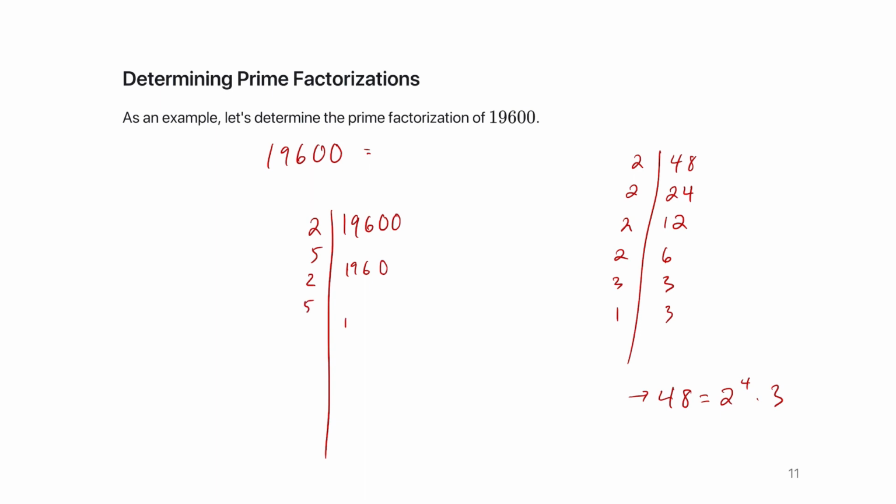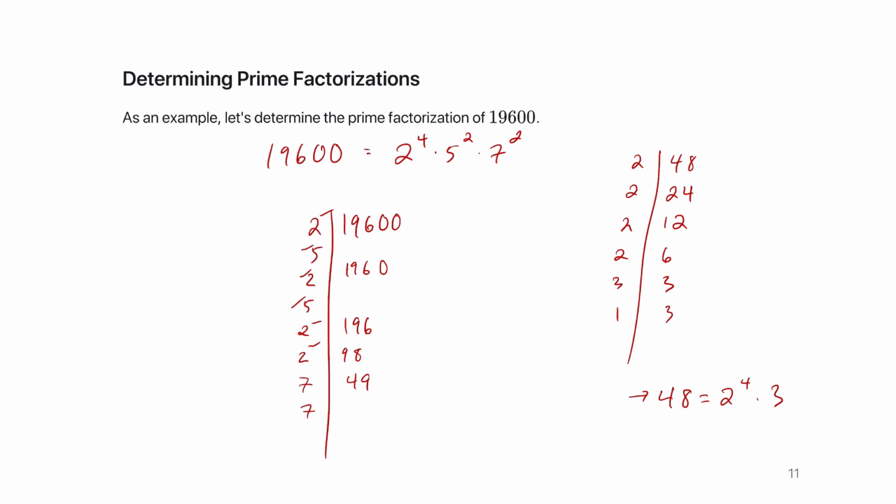Another 2 and 5, that will give me 196. So I've taken 2 2s and 2 5s out. Now I have 196. I believe I can take 2 out of that, which should give me 98. Can take 2 out of that again, which will give me 49. And I know 49 is 7 squared, so I'll just have 7, 7. Is that clear? Now let's check the exponents. I should have 2 to the 1, 2, 3, 4, times 5 to the 1, 2, times 7 squared. Is that clear?